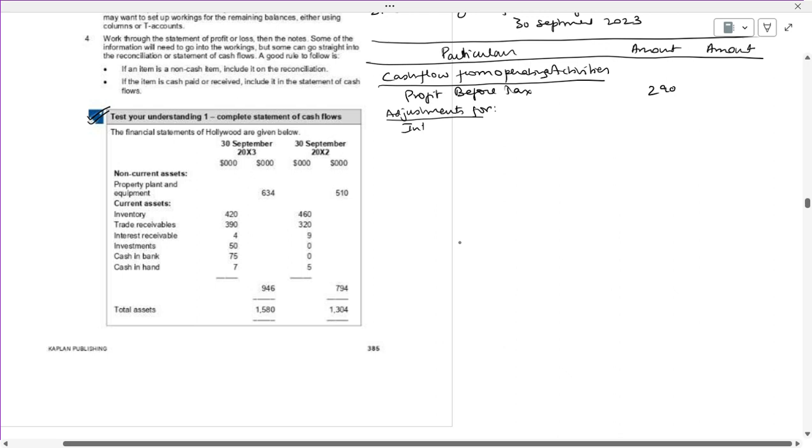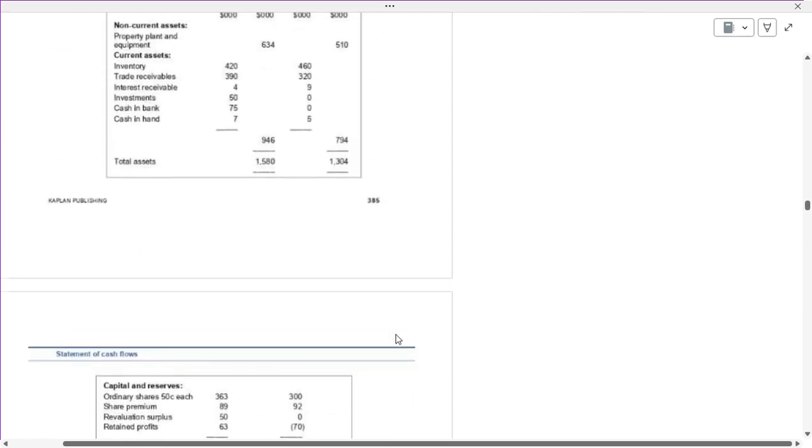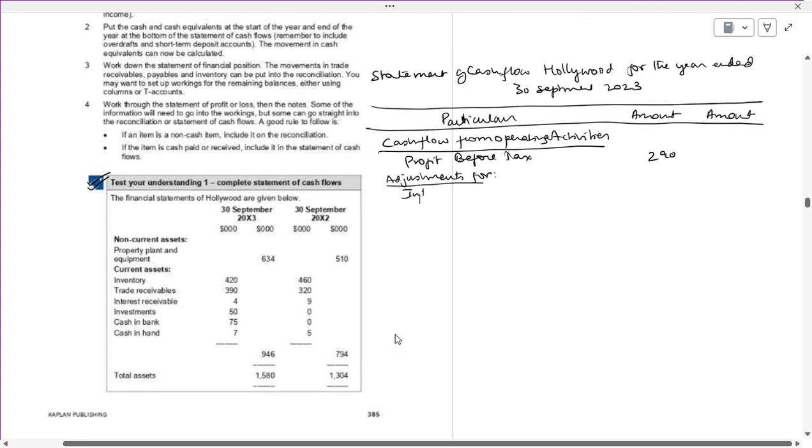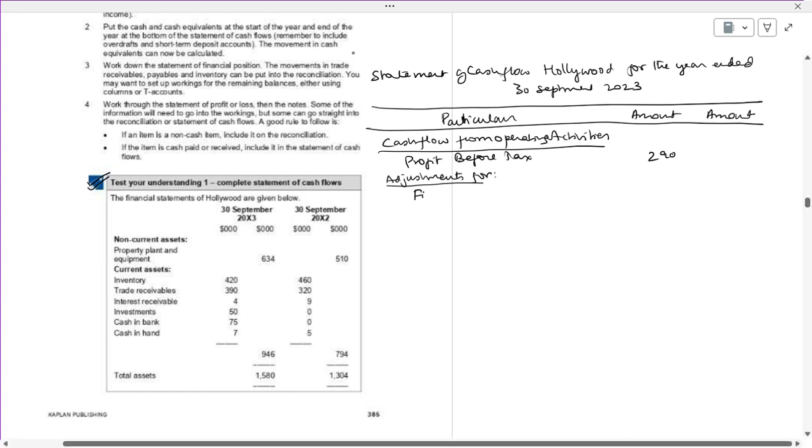Is it right? What have they mentioned? They have mentioned finance cost. Write the finance cost only. There is no problem if you write interest also. How much is the finance cost? Finance cost is 19. Initially we have to add. Somewhere we will come here to finance cost. Next, what is there?